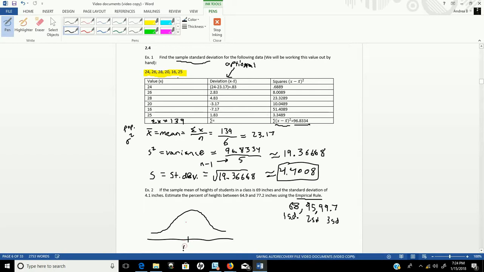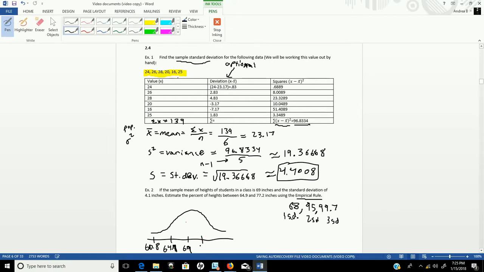So we'd have 69 in the middle, like I said, and then you subtract the 4.1, which is your standard deviation, to get one standard deviation below the mean. So if you subtract 4.1, we get 64.9. And then we can subtract 4.1 again to get the next value down, which would be 60.8. And then if we want above the mean, we'd add the 4.1.